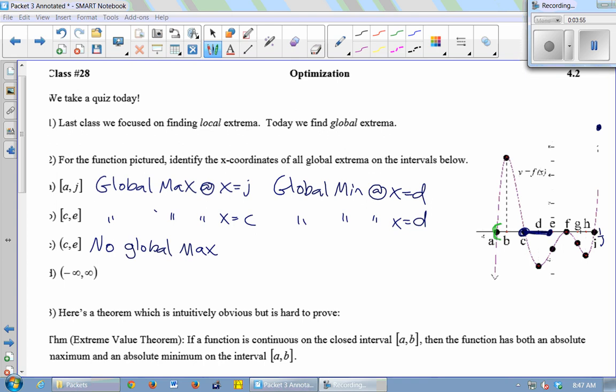Is there a global min on that interval? D, yeah. All right, how about negative infinity to infinity? Do I have a global max? No, because it just keeps going up forever to the right. Do I have a global min? No, because it keeps going down forever to the left. So this one has no global extrema.